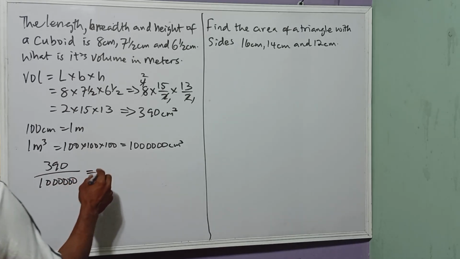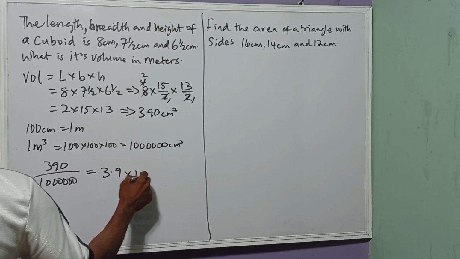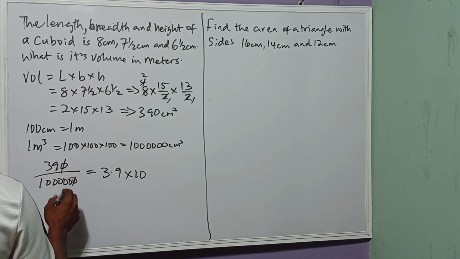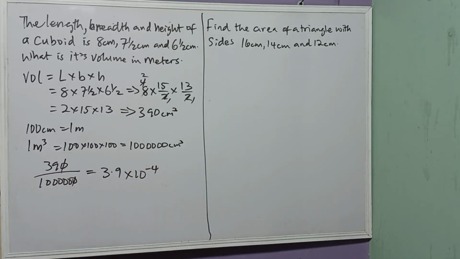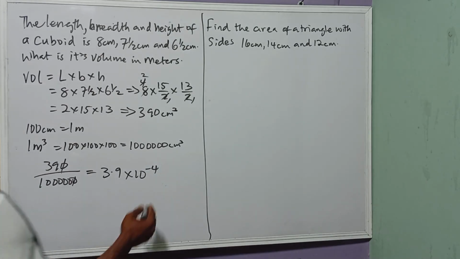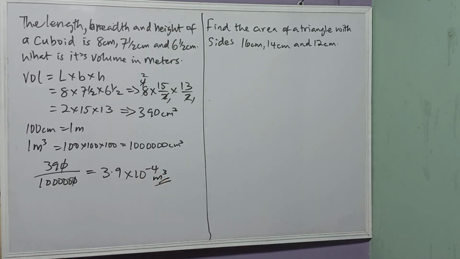So this will give us 3.9 times 10 raised to the power 2, and this cancels this, leaving us with times 10 raised to the power minus 4. So 390 divided by 10 to the power 6 will give us 3.9 times 10 raised to the power minus 4 meters cube. So this will be our answer in meters cube.